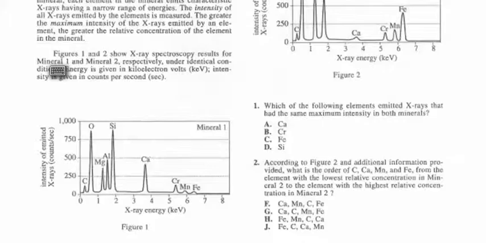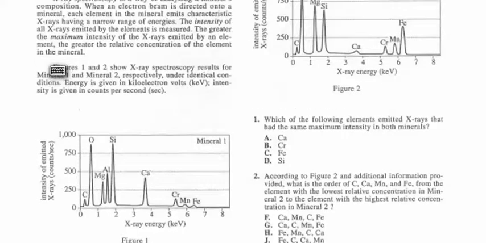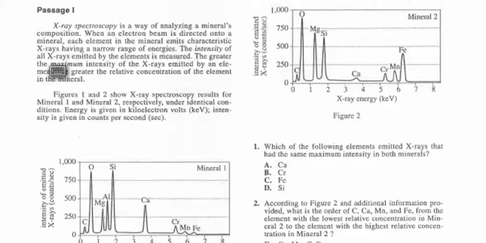So which of the following elements emitted X-rays that had the same maximum intensity in both minerals? So let's check each one. Ca is low and high. Cross it off the list. Cr is here and here. That looks like a possibility. Fe is up here and down. So no, that's definitely not the case. Cross that off the list.